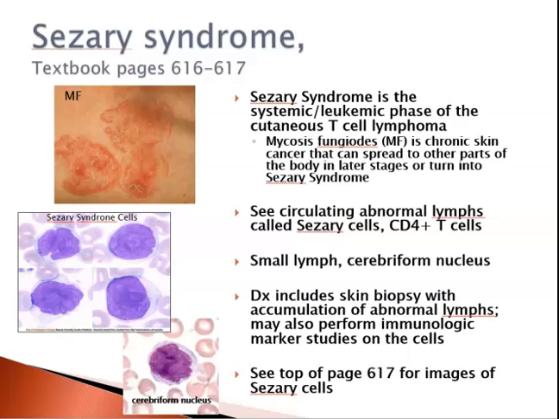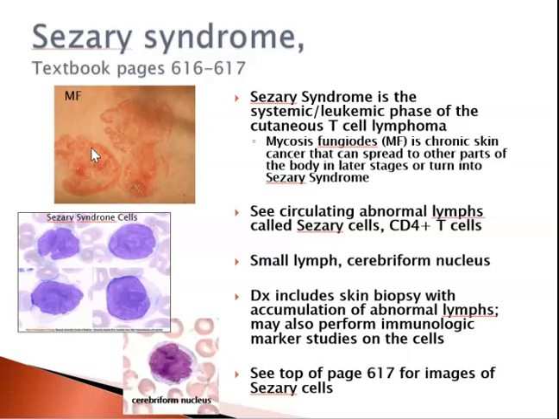So the first stages of Sézary syndrome can start as what we call mycosis fungoides, or MF. And this is a chronic skin cancer that can spread to other parts of the body in later stages. And then finally it will develop into Sézary syndrome. And you can see an example of what the mycosis fungoides looks like on the skin in this image right here on the top left hand side of your slide.